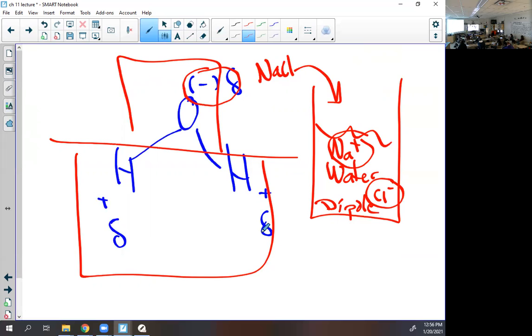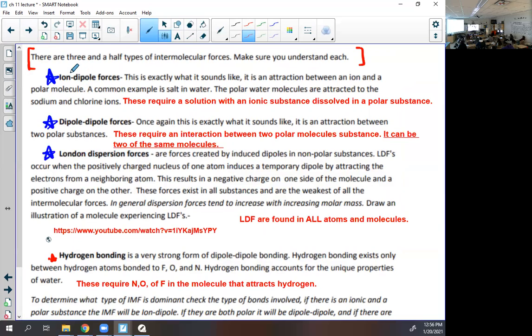So they're attracted. It's kind of weird: to separate sodium chloride takes a ton of energy, or we can dissolve it and it doesn't take that much energy. That's because of this ion dipole interaction. This is exactly what it sounds like. It is an attraction between an ion and a polar molecule. A common example is salt water. The polar molecules are attracted to the sodium and chloride ions. In order to know the substance has ion dipole, it requires a solution with an ionic substance dissolved in a polar substance.